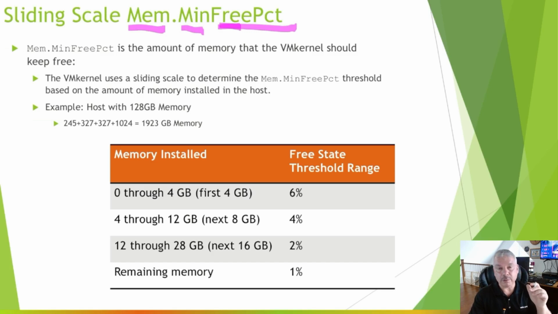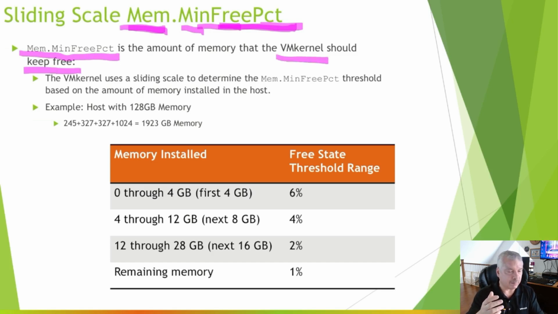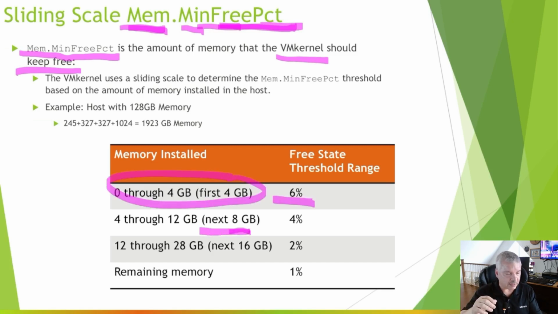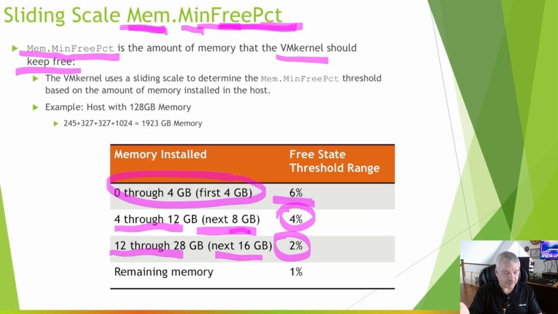All right, so the first variable we have to look at is this mem free percentage, right? The mem free percentage is the amount of memory the VM kernel should keep free. So it expects to see this. Now, it's not just a fixed number, it's actually a percentage. So depending on the size of your host, the first 4 gig, it's going to take 6% of that, and it's going to keep that free. The next 8 gig, right? So 4 through to 12, that's 8 gig. It's going to take 4% of that. And then from 12 through to 28, so that's the next 16 gig, it's going to take 2%. And then after that 128, it's going to take 1% of memory.